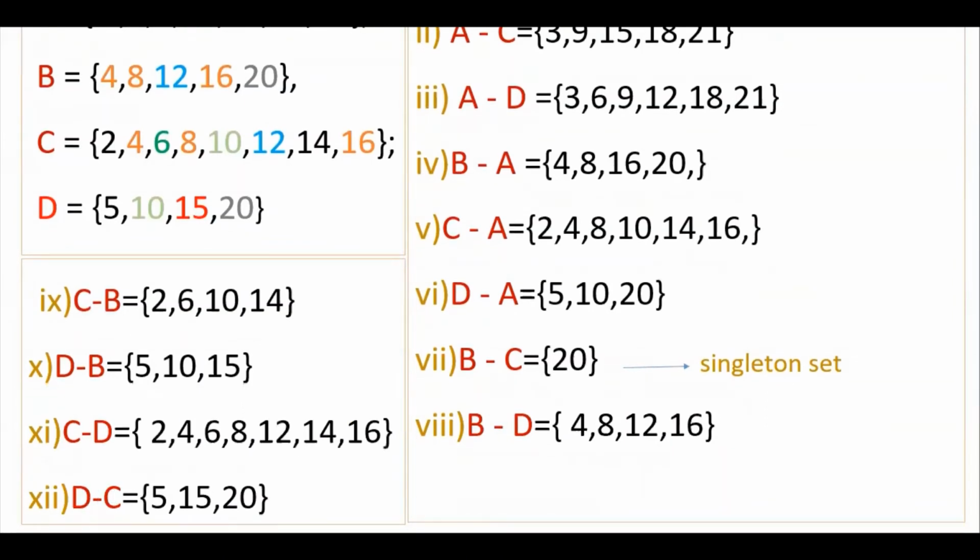Here D minus C, you have to find. Here there is only one element, B minus C. See here, only one element. B minus C: 4, 8, 12, 16, all elements are in C. So you have to write only one element, 20. So this is called a singleton set. Like this, you have to find all these values.